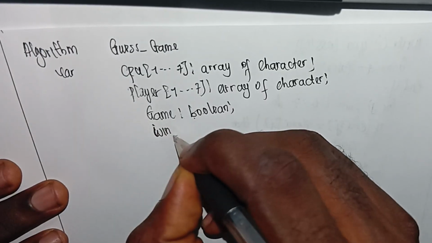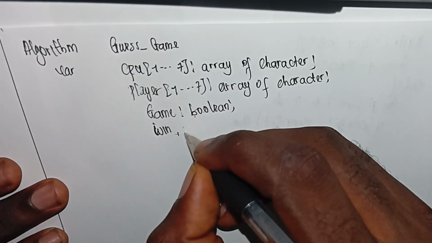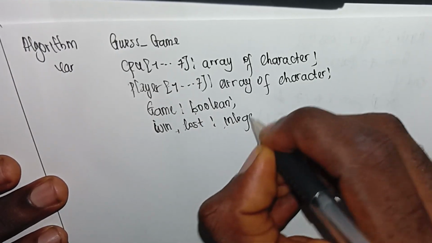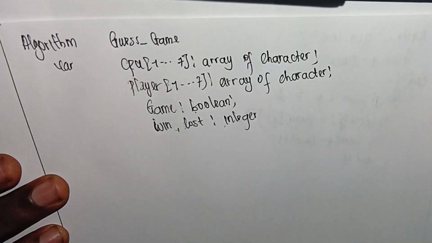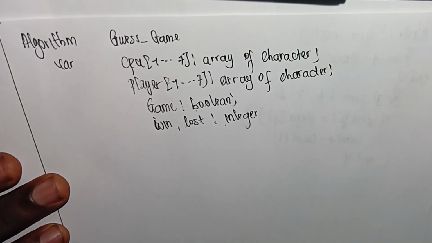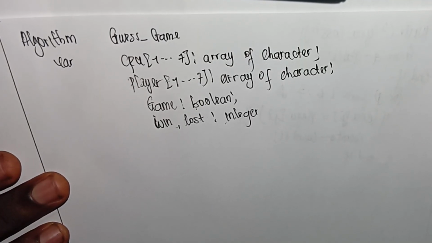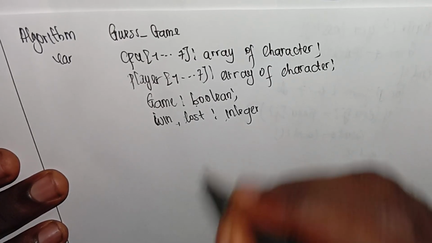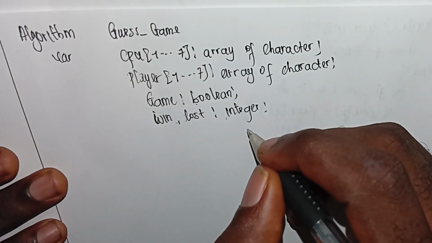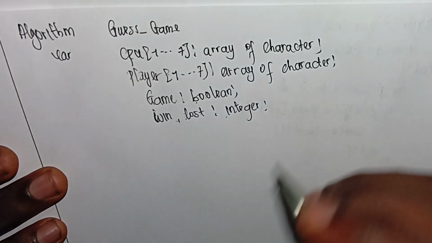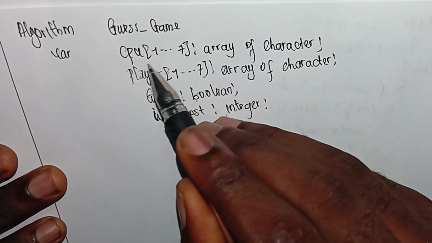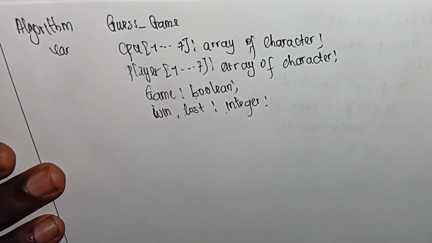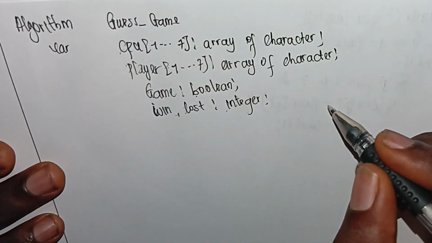So this is going to be the win condition, and this is going to be the loss condition, and they are going to be integers. So the win condition will simply count the number of right guesses the user has, and the loss condition is going to count the number of wrong guesses the user has, and is going to tell us if the game is over or not. Now this is the array where the user's data is going to be stored in, and this is the array where the CPU's data is going to be stored in.